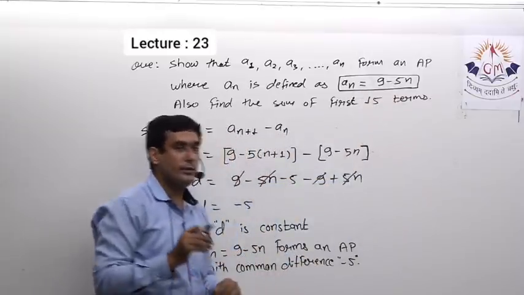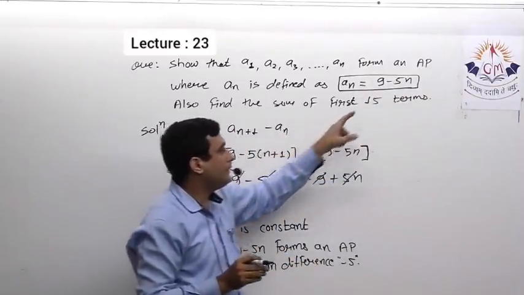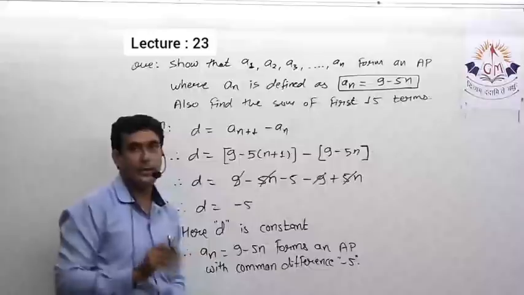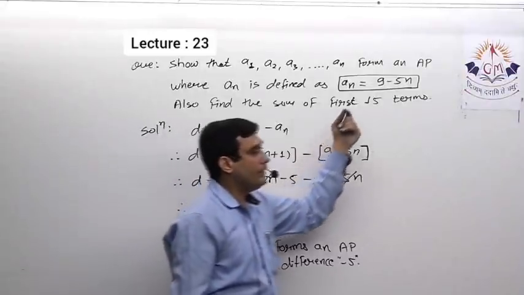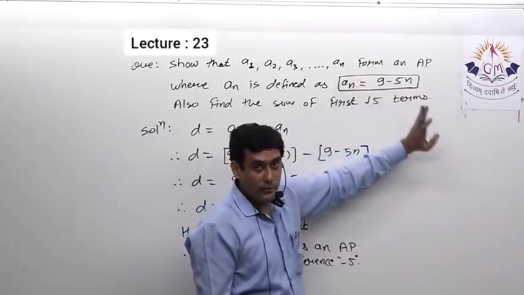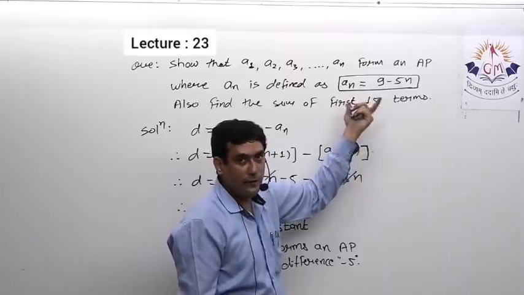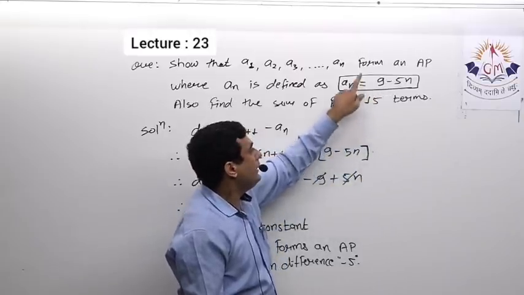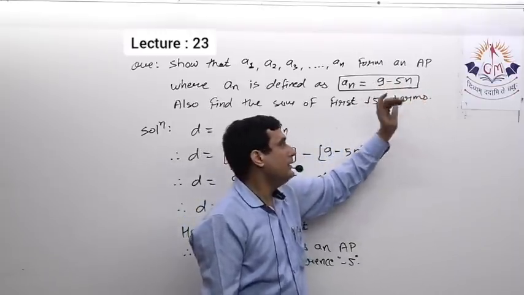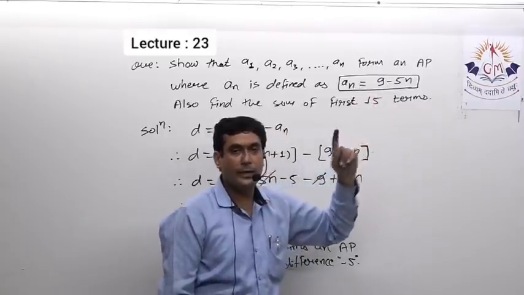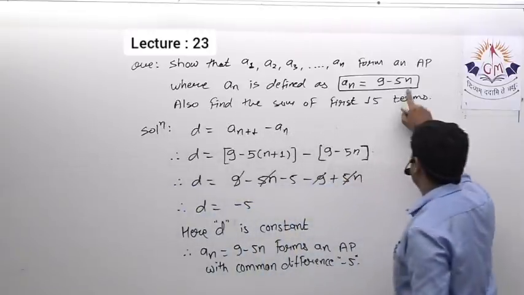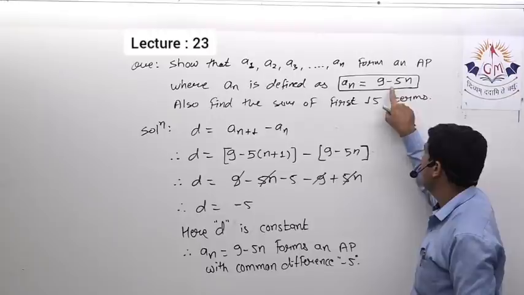So whenever the nth term of an AP is a linear expression in n, it always represents an AP. Okay, if the nth term of any sequence is a linear expression in n, then definitely that sequence will be an AP. And what about common difference? Common difference will be the coefficient of n. See here, coefficient of n is -5.